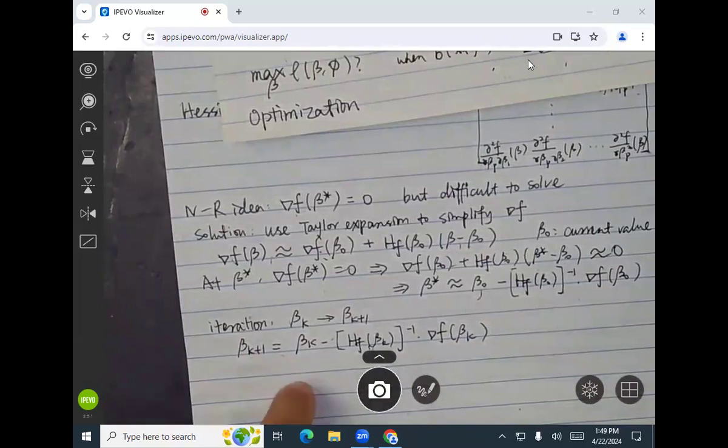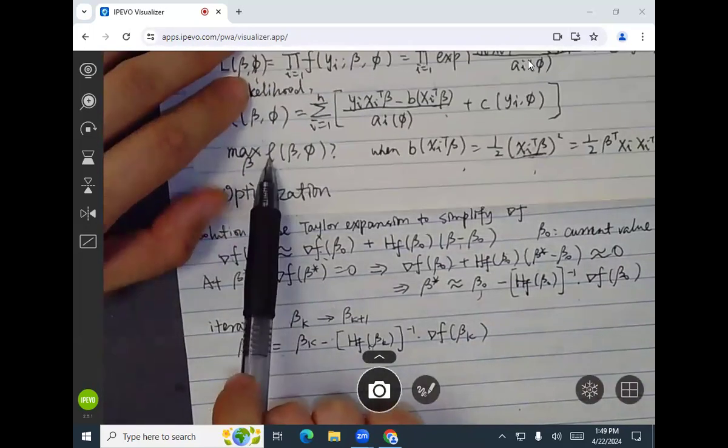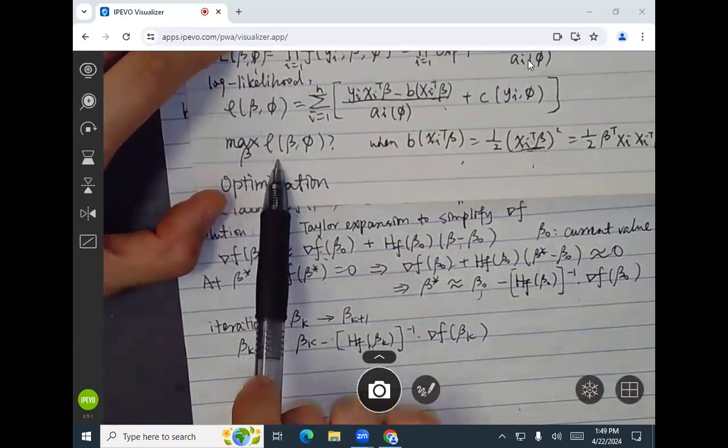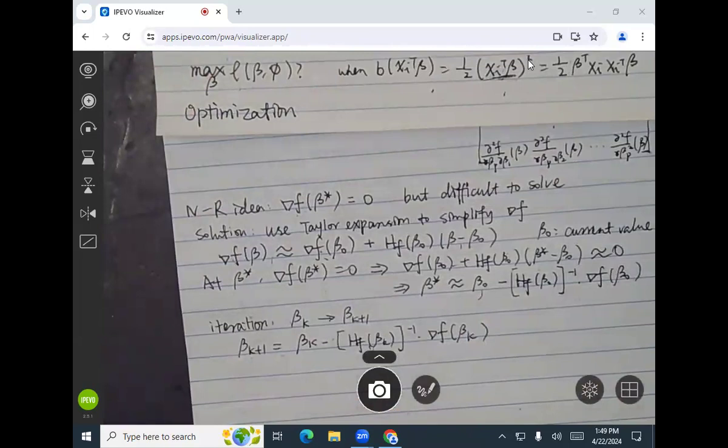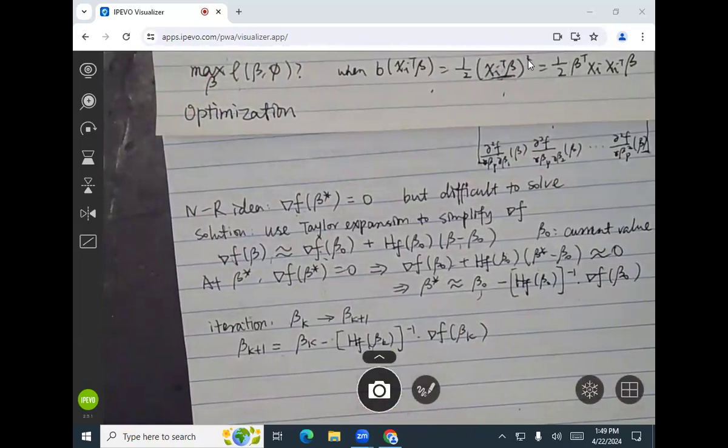But how can we apply this to our optimization problem? Maximize the log likelihood. As I said, in the old days, without so much computing power, we hoped to simplify the problem as much as possible. So Fisher, who was one of the very early day pioneers, maybe arguably the most important contributor of statistics, actually proposed this idea of replacing the Hessian.